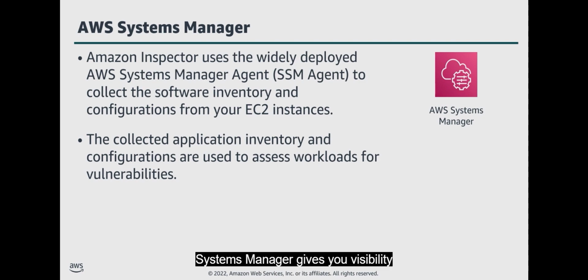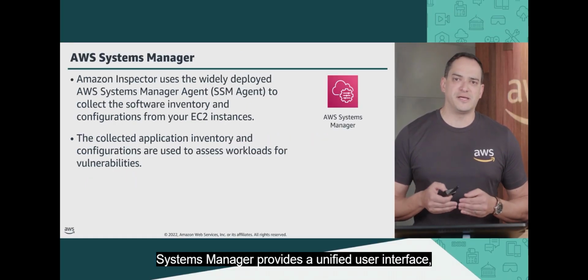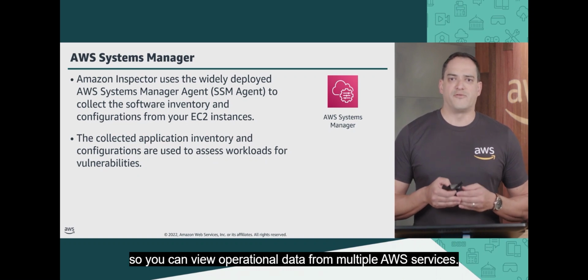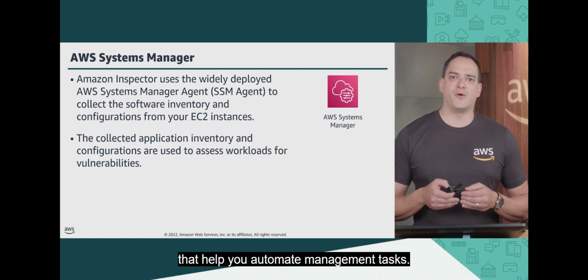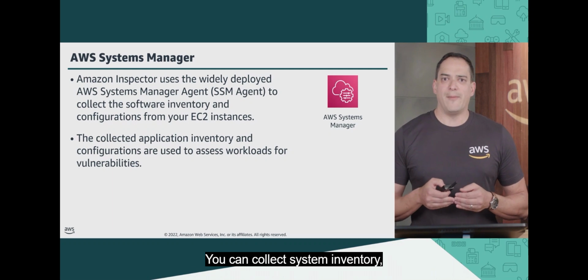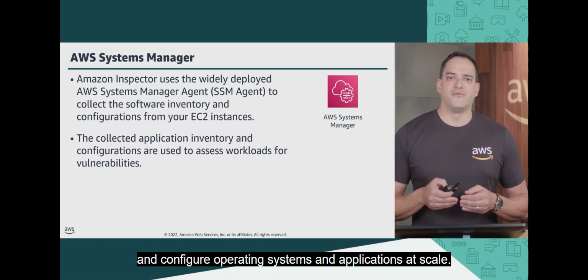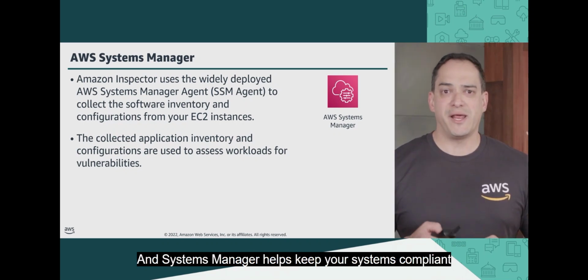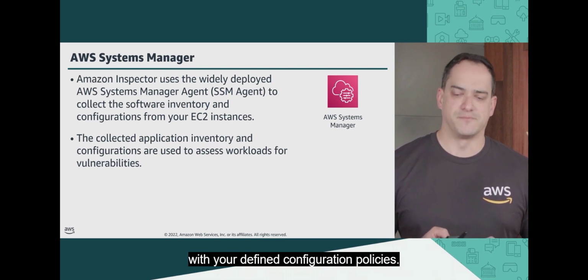Systems Manager gives you visibility and control of your infrastructure on AWS. Systems Manager provides a unified user interface so you can view operational data from multiple AWS services. The service includes capabilities that help you automate management tasks. You can collect system inventory, apply operating system patches, maintain up-to-date antivirus definitions, and configure operating systems and applications at scale. And Systems Manager helps keep your systems compliant with your defined configuration policies.